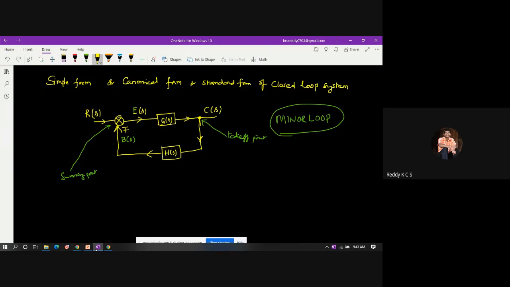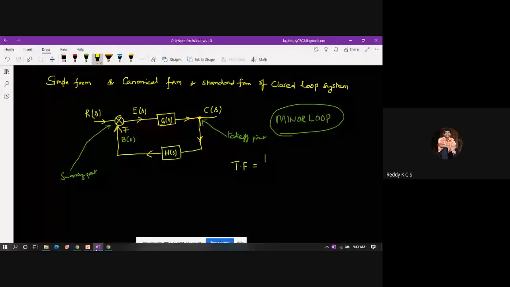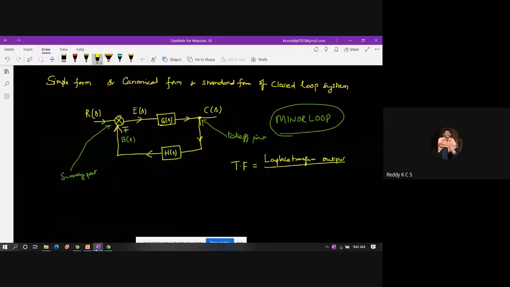So what is the transfer function? In the last class we discussed that the transfer function is equal to the Laplace transformation of the output divided by the Laplace transformation of the input. You can say output and input. So the transfer function is the Laplace transformation of output divided by the Laplace transformation of input.